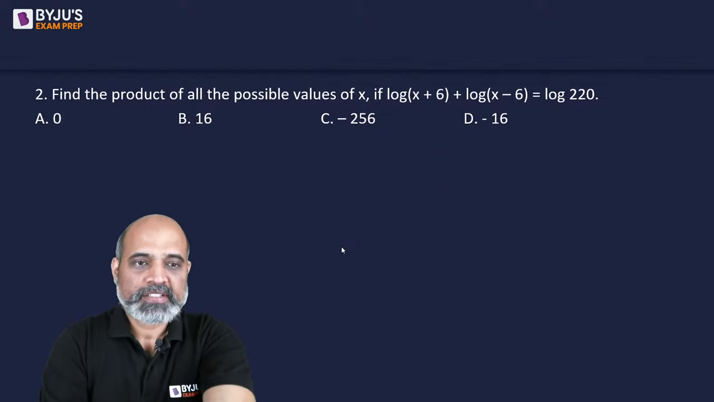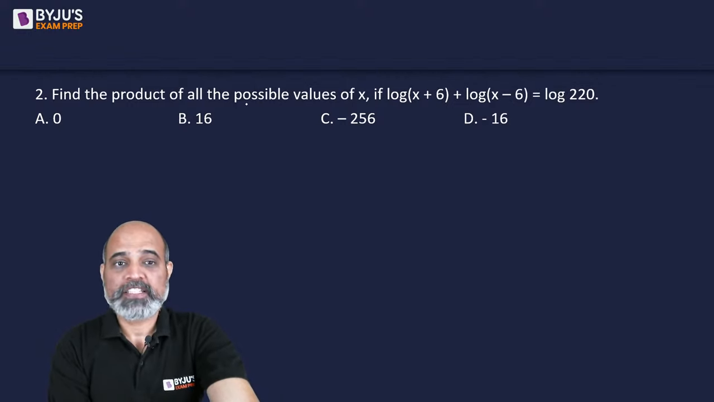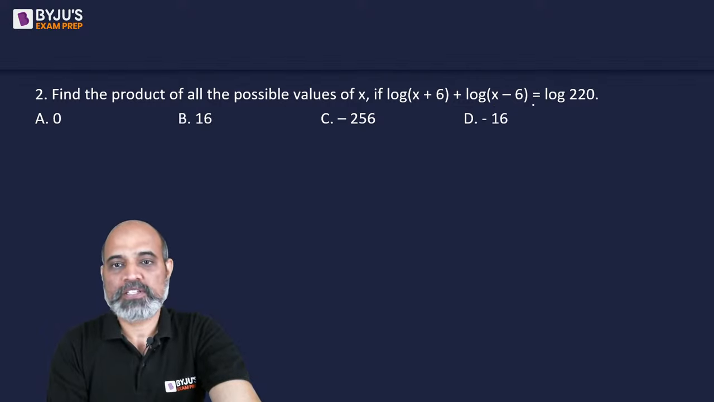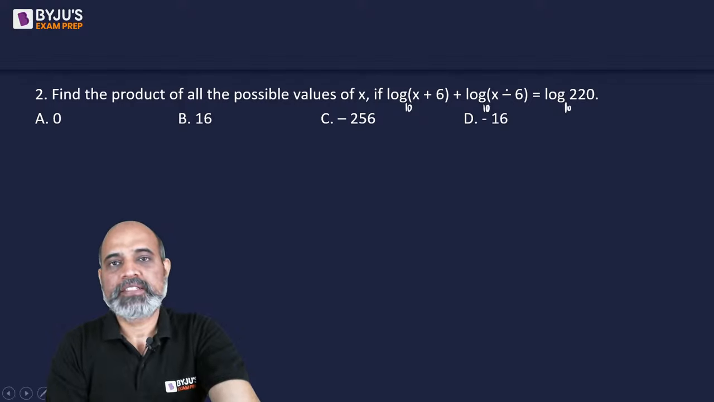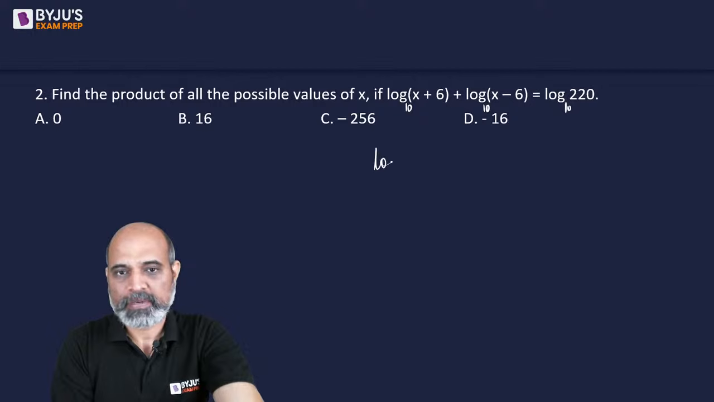Okay, the next one. It's a question from log. So the question says, find the product of all possible values of x if log of x plus 6 plus log of x minus 6 is equal to log 220. So here, the base is going to be 10, right? So what happens if we have the common bases and we add two logs? Actually, their values get multiplied, right?